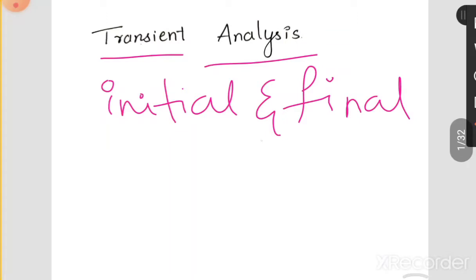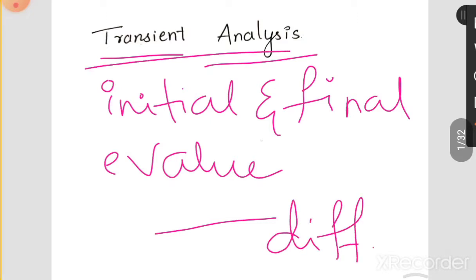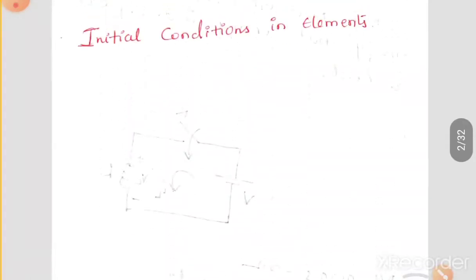The most important reason is that the initial and final conditions evaluate the arbitrary constants that appear in the general solution of a differential equation especially. For this reason we are going to study the initial and final conditions. Now, to deal with this we are going to study the initial conditions of the elements. Let's see which elements we are going to study.